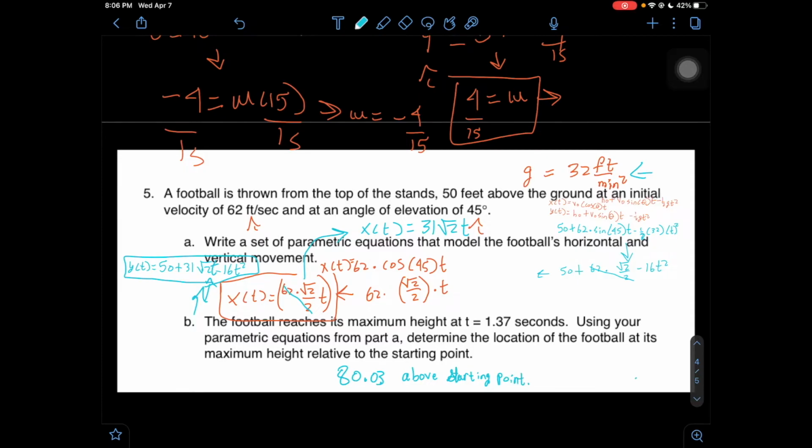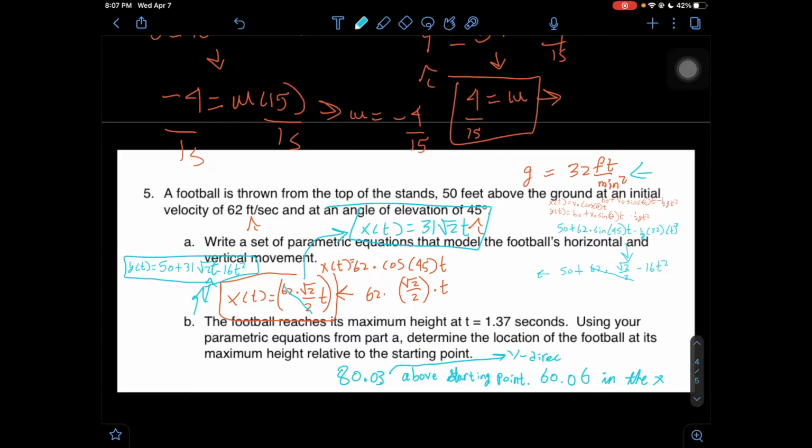All right, now let's go ahead and do the x equation. The x equation is 31 times square root of 2 times t, and we should get a value of 60.06 in the x direction, and then this 80.03 is going to be in the y direction.